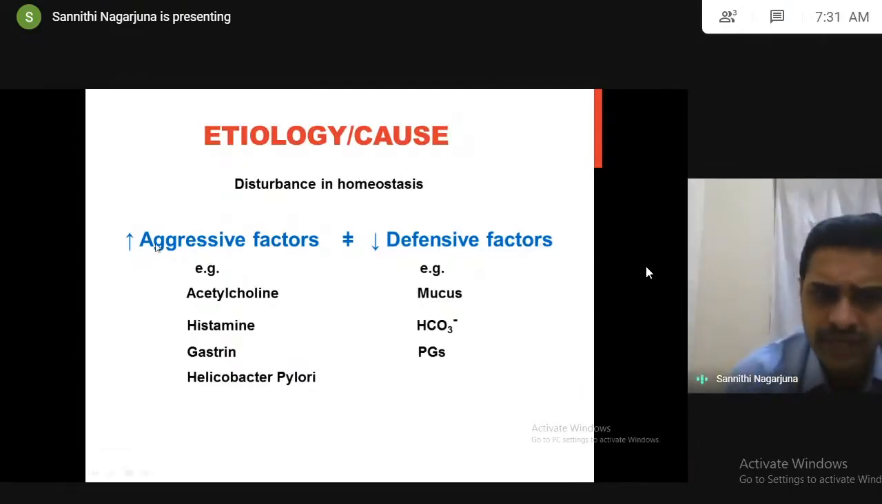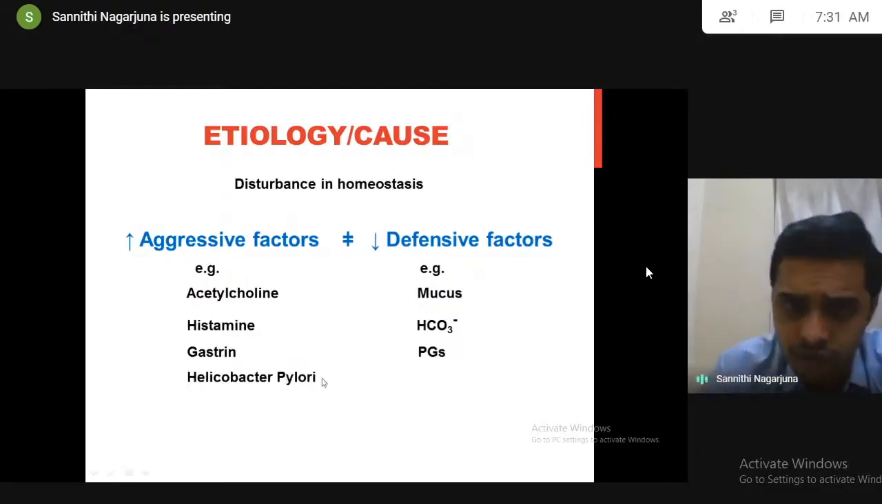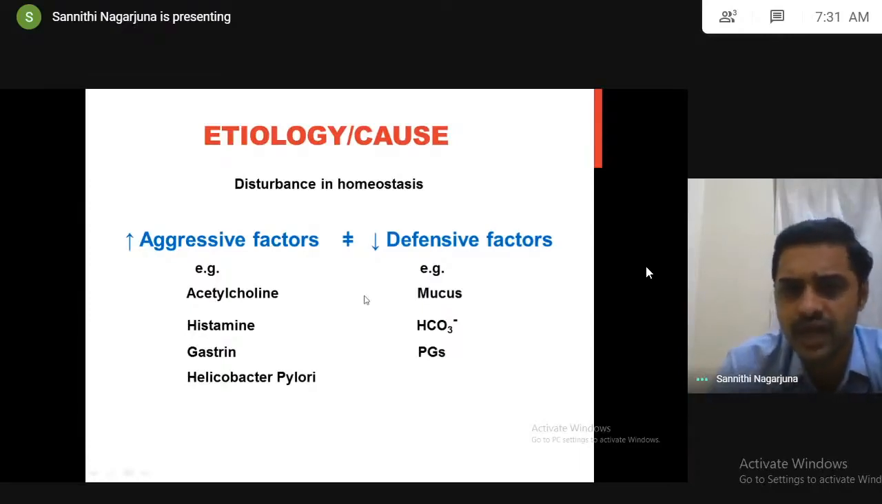So the increase in aggressive factors means maybe increased levels of acetylcholine, increased levels of histamine, increased levels of gastrin. And in very few cases, ulcers also occur because of a disease, contamination with a microorganism called Helicobacter pylori. So usually it is a disorder. Sometimes it is a disease caused by contamination with microorganisms. The organism is Helicobacter pylori. And ulcers also occur due to decreased levels of defensive factors like mucus, bicarbonate, prostaglandins.